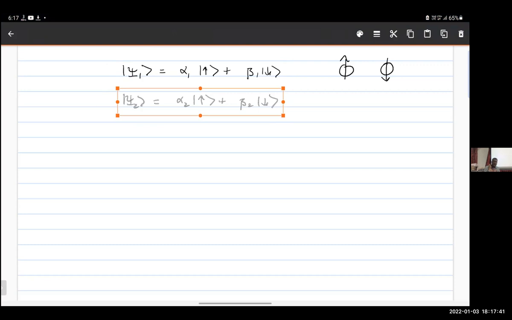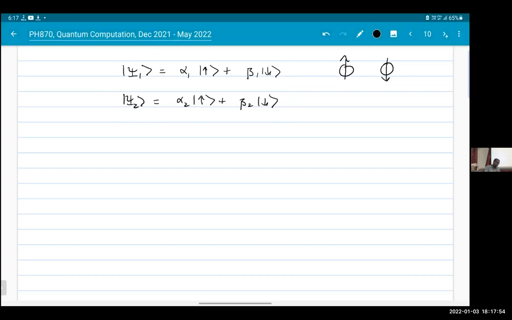These are just vectors, again, remember? Now, if I take a measurement of my system, if I measure the spins of my electrons, what are the possible outcomes? I can get up and up, up and down, down and up, down and down. These are the four possible outcomes that I can get.